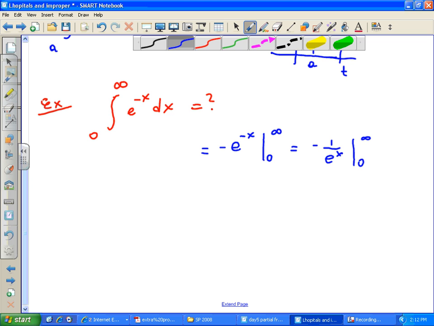0, right? So that's the upper limit of integration handled, 0 minus, now let's plug in the lower limit of integration. As x goes to 0, in this case equals 0, 1 over e to the 0 is 1, but don't forget there's an extra negative there. So what is our final answer? Positive 1. Okay. One more example.